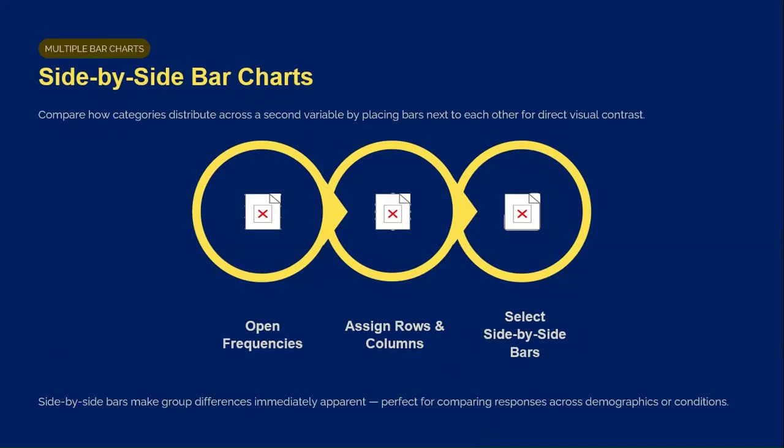Next is multiple bar charts, which is also known as side by side bar chart. This allows us to compare one variable across another variable. To create this, assign one variable to rows, another to columns, and select side by side bars. This makes it easy to compare groups such as responses across different demographics.